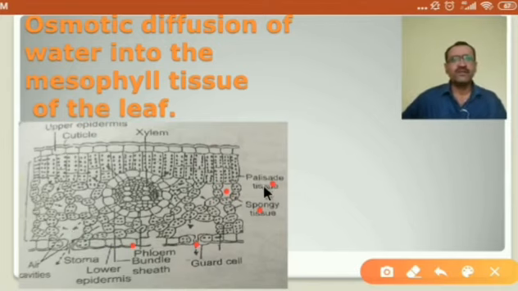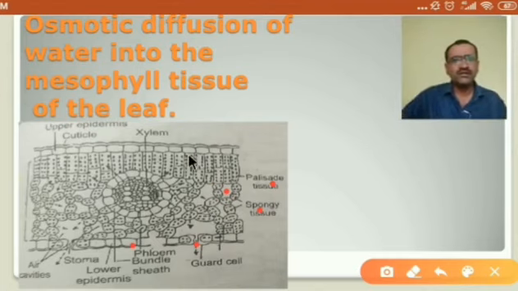Then let us see in which way transpiration takes place. Here, it is due to the osmotic diffusion of water into the mesophyll cells. What is meant by mesophyll cell? The mesophyll is nothing but the combination of the palisade tissue and spongy tissue. They are together known as the mesophyll tissue. Then how does transpiration happen?